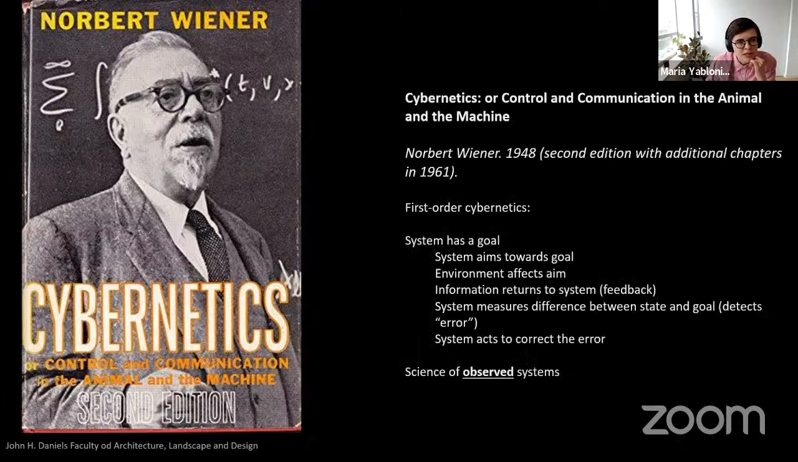Back to real history. One of the heroes of cybernetics is, of course, Norbert Wiener, who defined the term, and the term really stuck around. He defined what we now refer to as first order cybernetics, where he defined a system that has a goal and aims towards that goal. While it is affected by the environment, it corrects its actions to correct for the environmental interference, and then eventually achieves the goal.